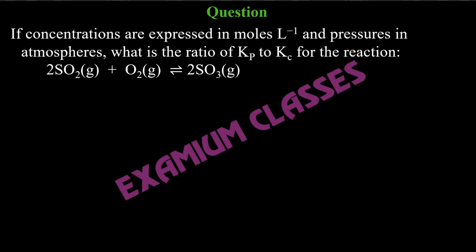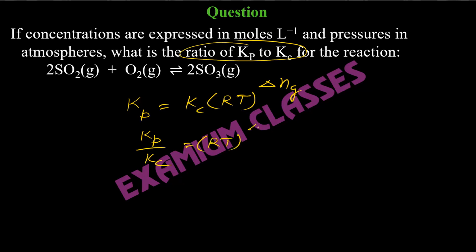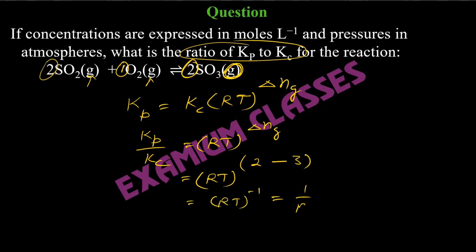Next question. If concentrations are expressed in moles per liter and pressures in atmospheres, what is the ratio of Kp to Kc for the reaction? You know the relationship between Kp and Kc: Kp = Kc (RT)^Δng. So Kp by Kc, which is what we have to calculate, will be (RT)^Δng. And what is Δng? Δng is product moles minus reactant moles, only gaseous. Products: it is gas, and we have 2 moles, minus reactants, both are gases, so we consider both 2 and 1, that is 3. It means it will be (RT) to the power minus 1, that is 1 by RT.